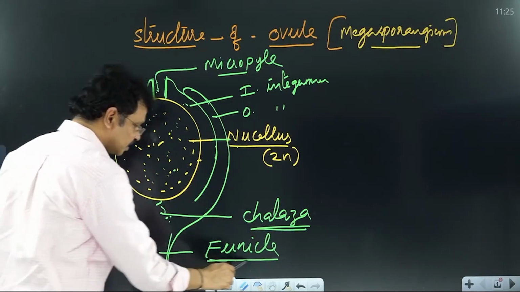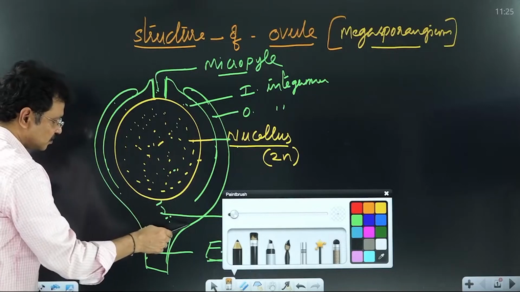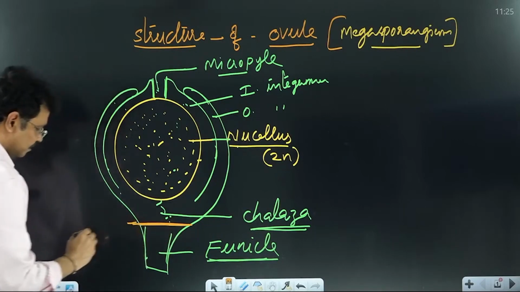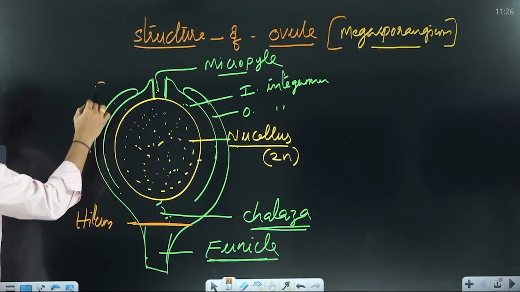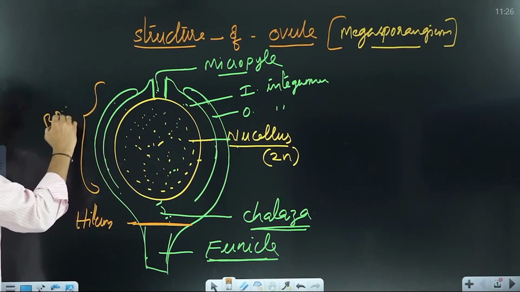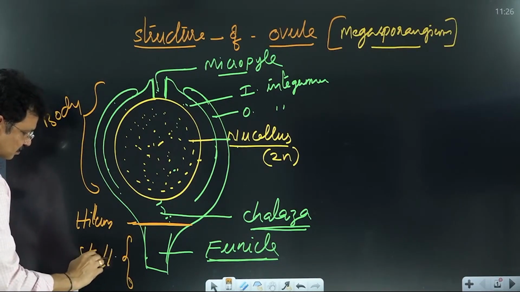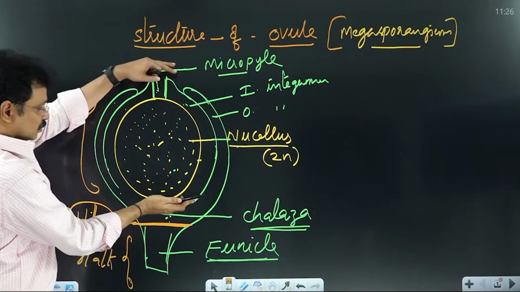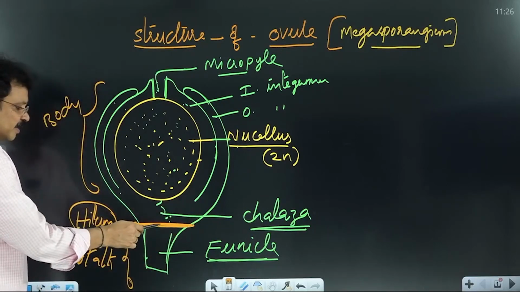The stalk of the ovule is funicle. And the point of contact between the body of the ovule and the stalk is called hilum. Hilum, H-I-L-U-M. What is hilum? Give the definition: it is the point of contact between the body of the ovule and the stalk of the ovule. That junction or point is the hilum.